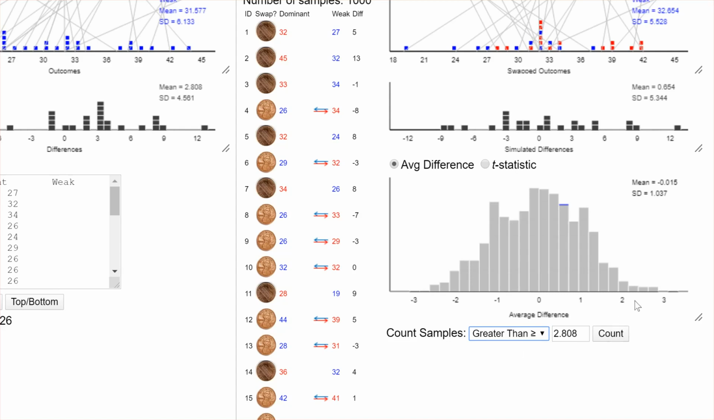Okay, let's count all the simulations that are greater than or equal to 2.808. Wow, there was only one. One of the 1,000 simulations had a sample mean difference greater than or equal to 2.808. Divide 1 by 1,000 and we get our p-value of 0.001.